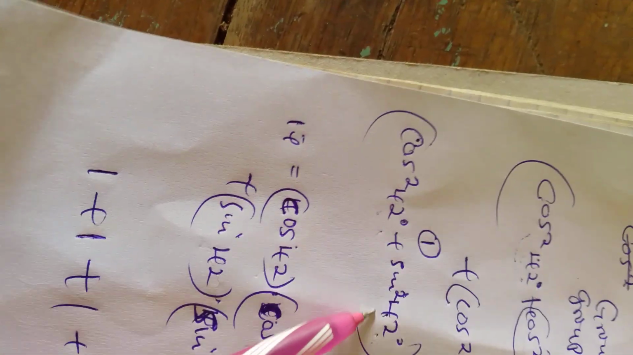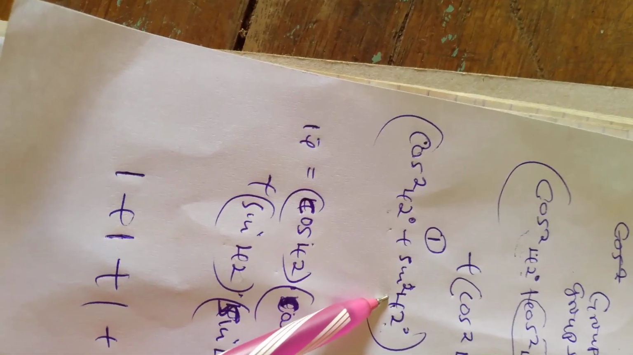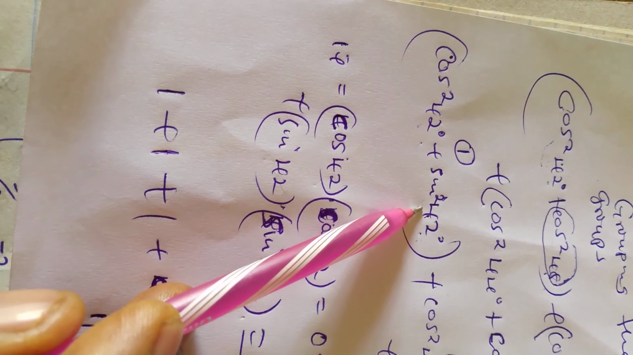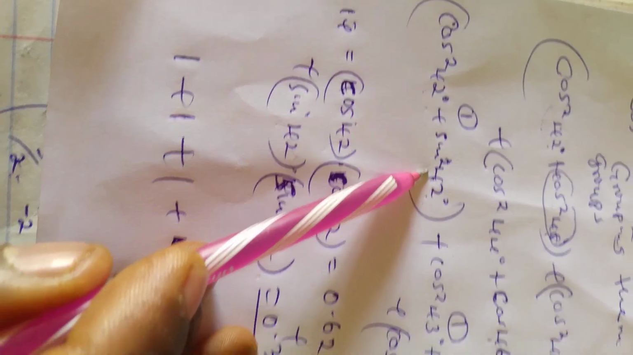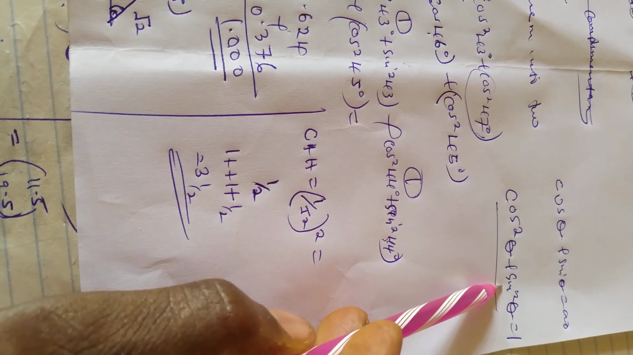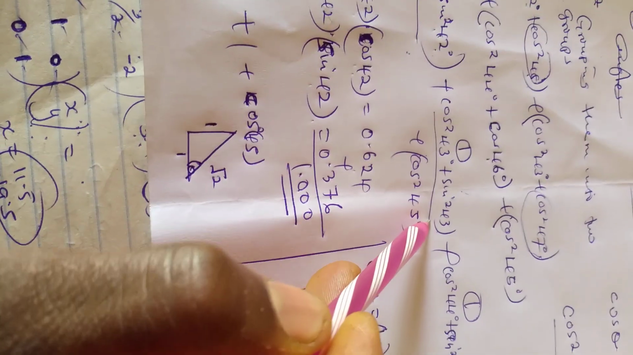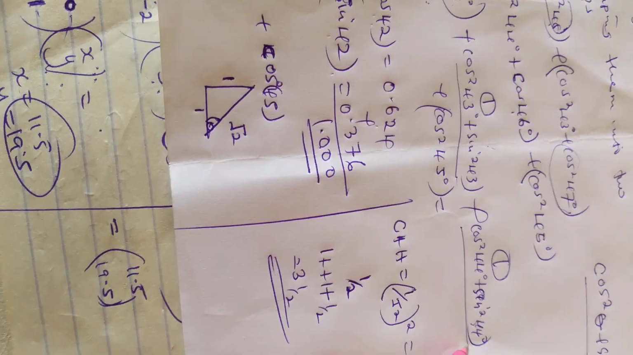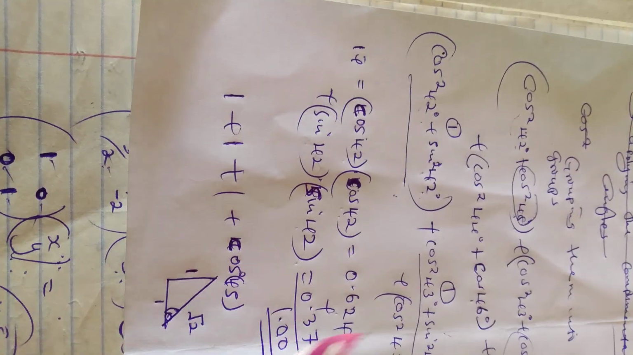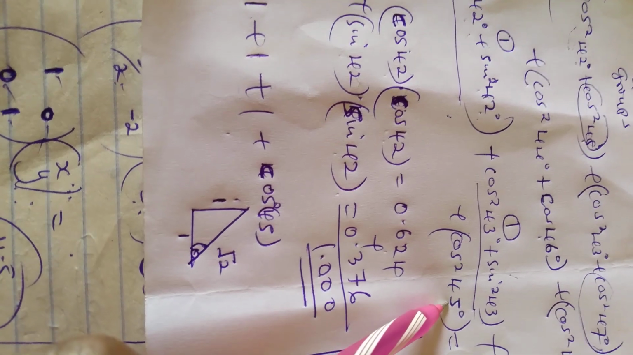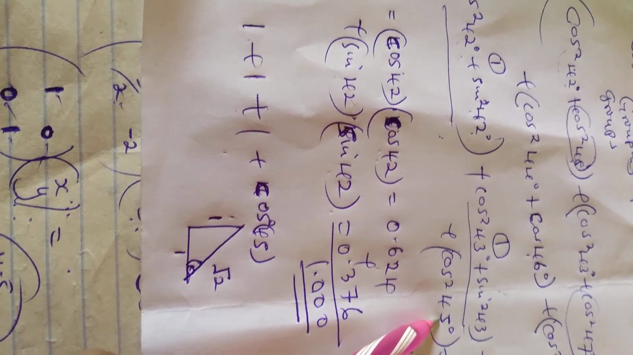So it means cos squared 42 plus sine squared 42 is the same as cos squared theta plus sine squared theta, which equals 1. So the order of this one will be equal to 1. The same, the order of this one will equal 1. The same, the order of this one will be equal to 1. Now when you add these three, you have 1 plus 1 plus 1 plus the cos squared of 45.